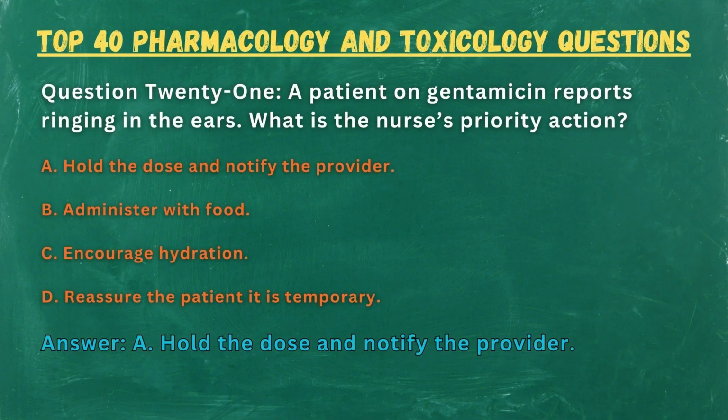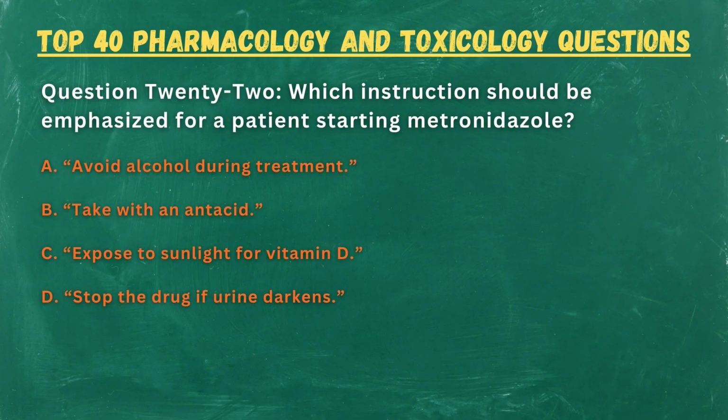Answer: A. Hold the dose and notify the provider. Question 22. Which instruction should be emphasized for a patient starting metronidazole? A. Avoid alcohol during treatment. B. Take with an antacid. C. Expose to sunlight for vitamin D. D. Stop the drug if urine darkens.